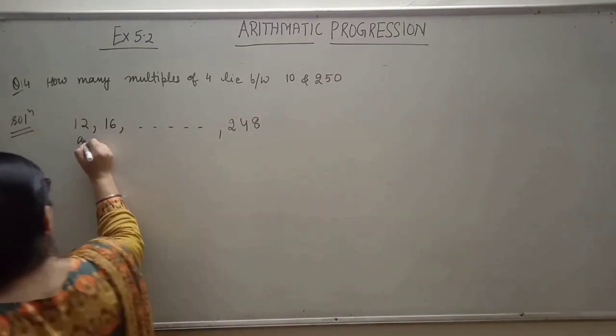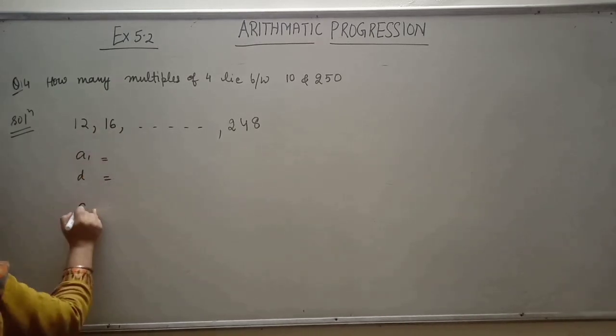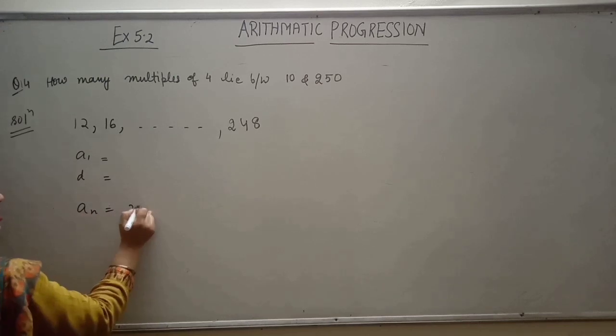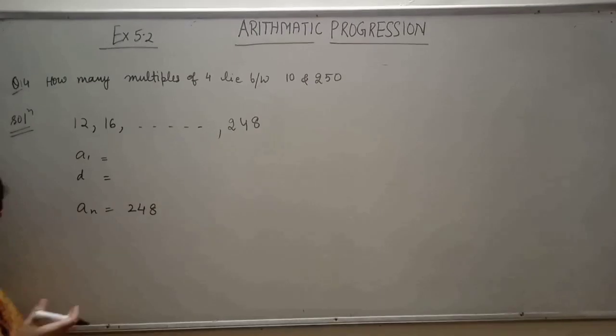Okay, how many multiples of 4? यानी कि A1 आपका ये है, A1 लिखिए, फिर D निकालिए, ठीक है, और उसके बाद AN का फॉर्मूला लिखिए. AN is your 248. Put the formula, get the value of N. This is also done.